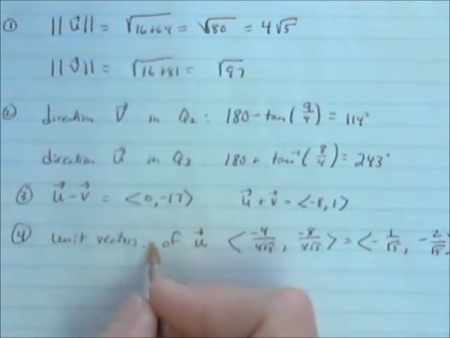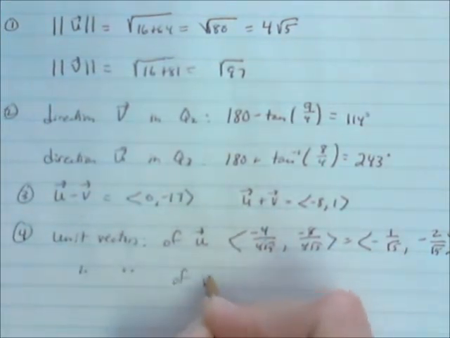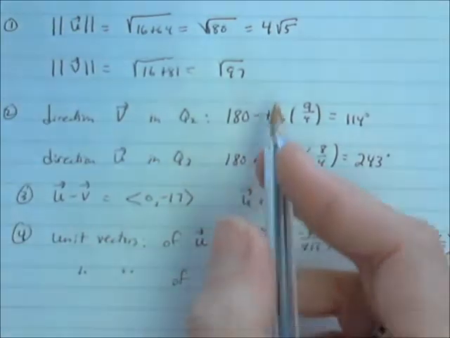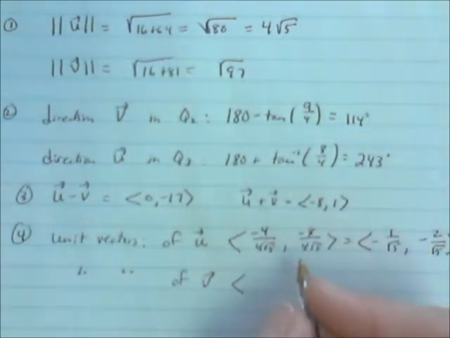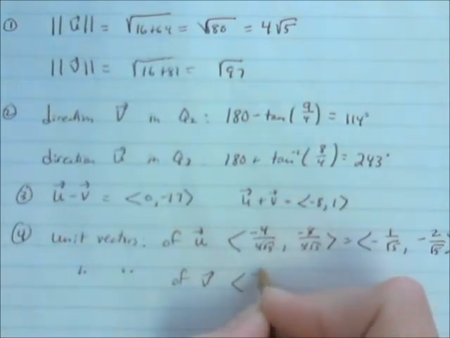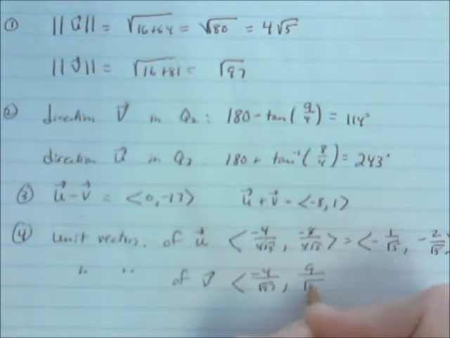Of the unit vector in the same direction as u. And the unit vector in the same direction as v. V's got a magnitude of square root of 97, so that's not going to be simplified. So that would be negative 4 over square root of 97 and 9 over the square root of 97.